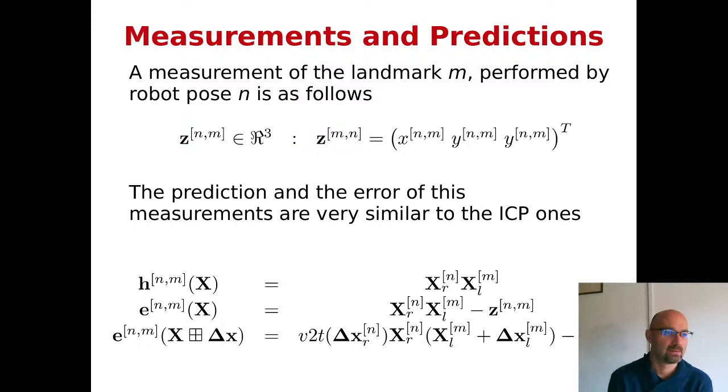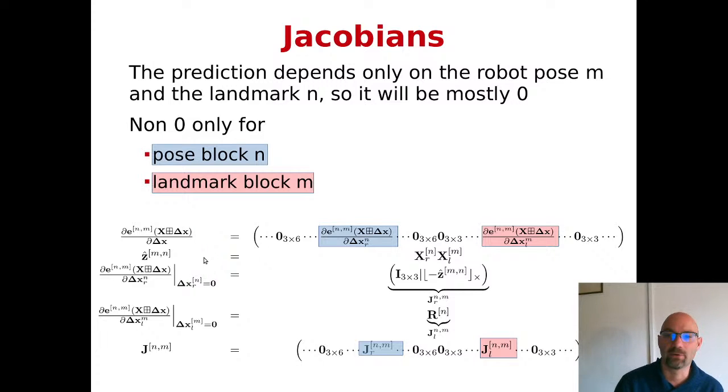Oh, yes. This is the dimension of my Jacobian. Exactly. So the dimension of the perturbation. Yes. Therefore, my Jacobian will be a thin and large matrix, like this one.